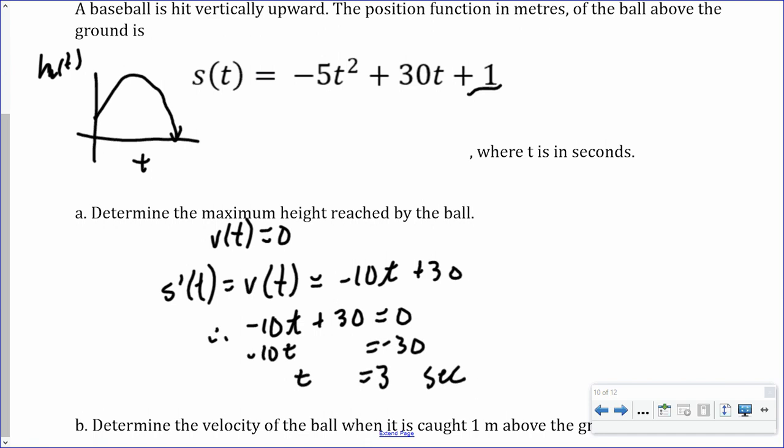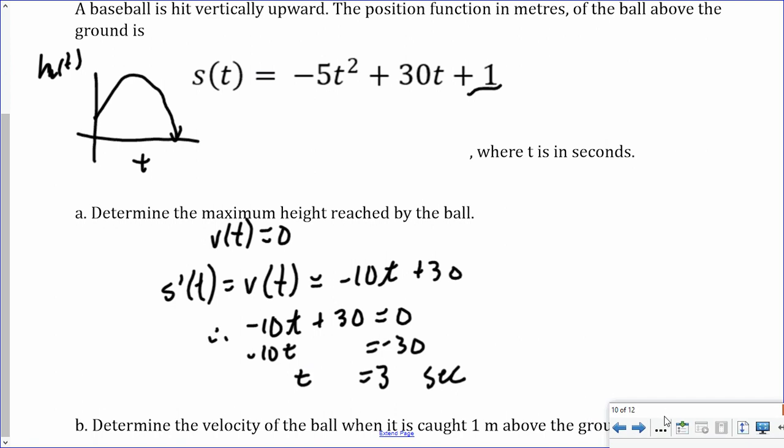Sorry, you guys might be able to hear AC/DC in the background. So at t equals 3 seconds is when the ball hits the maximum height. Now I might at times want to find out what that maximum height is. I can do that really easily. I just put it back into my original formula.